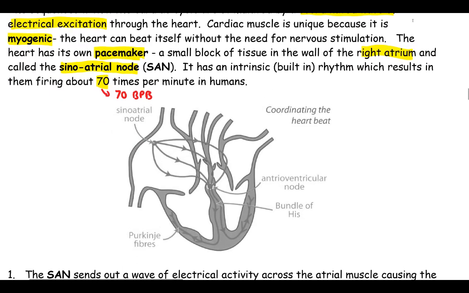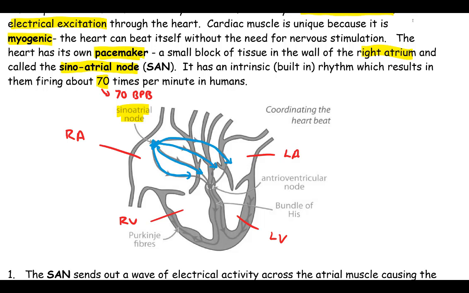So here's a diagram of the heart. This part here is the right atrium, here's the left atrium, here's the left ventricle, and here is the right ventricle. So what's going to happen is this SA node up here is going to produce an impulse there, and it's going to spread over the atria, and when it spreads over the atria, it makes the atrial muscles contract. So the impulse is produced here in the SA node, it spreads over the atria, and the atria contract.